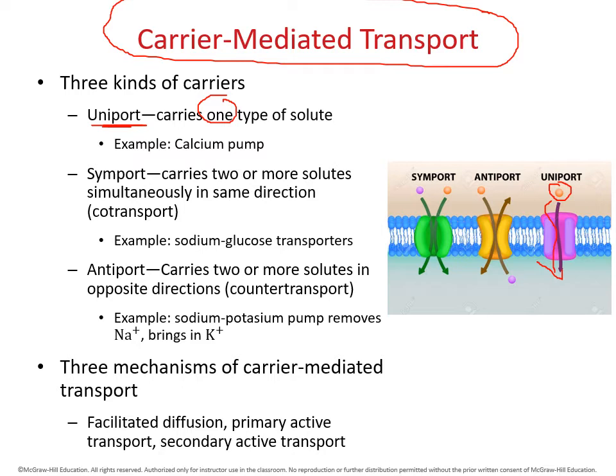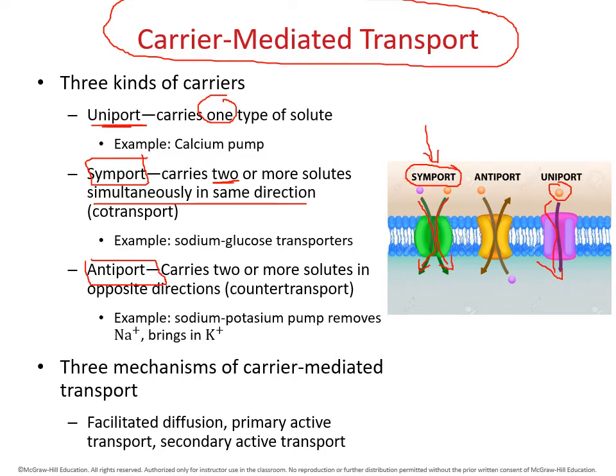Now, what if the pump or the carrier is able to move multiple solutes? Well, we're going to call that a symport. A symport can move two or more, but also it has to move in the same direction. So here on my illustration, I can see in green, I have two different solutes, and notice how they are moving together. And it's important to point out that anytime you see the symport, they have to move in the same direction. If you're going to have them move in opposite directions, then we're going to talk about an antiport.